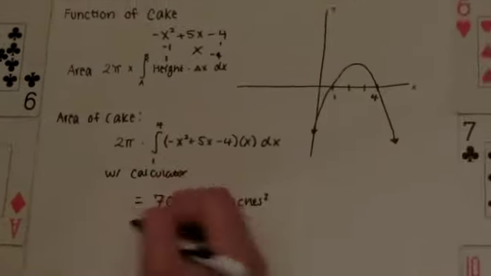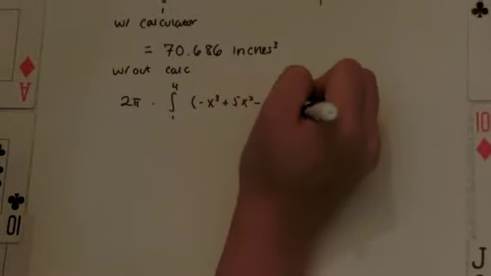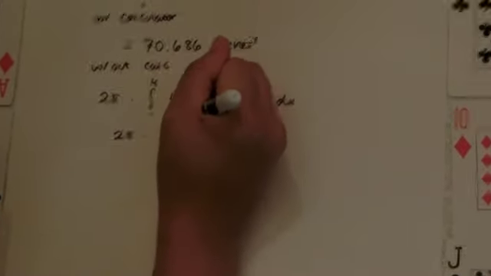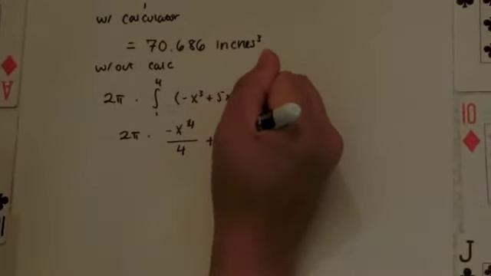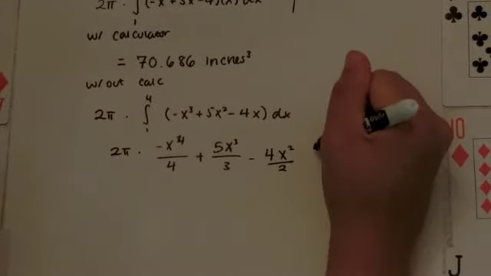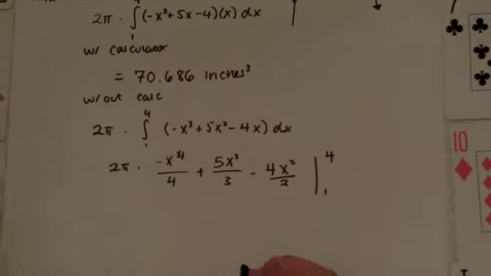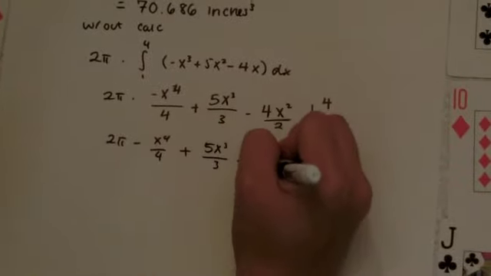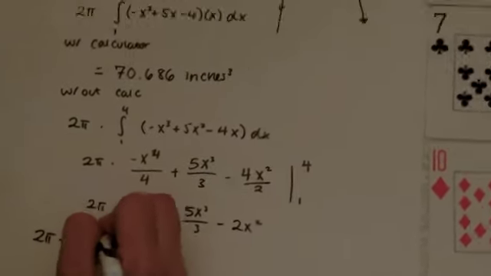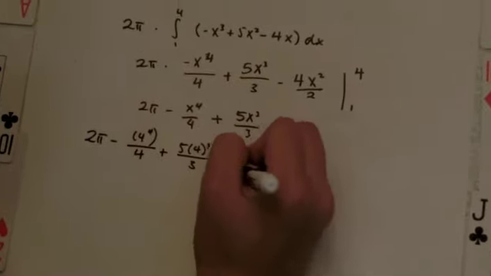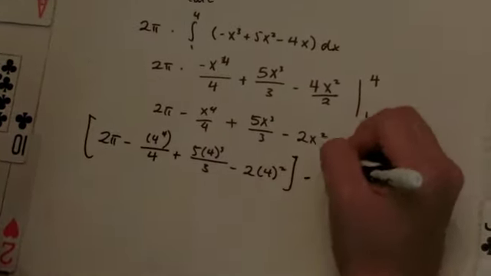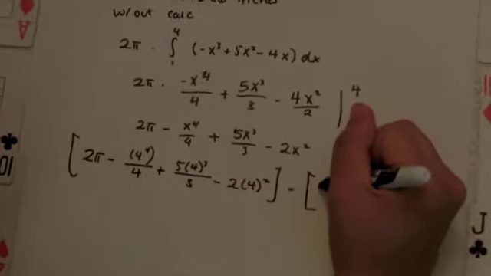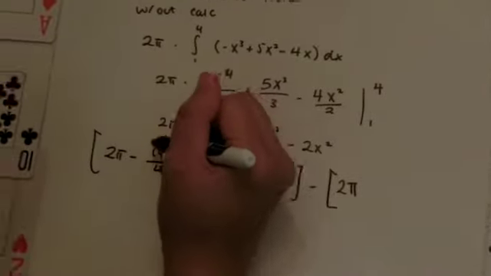However, if we want to do it without the calculator, we can use the reverse power rule to integrate. Then we find that the function after we integrate is 2 pi times negative x to the fourth over 4 plus 5x cubed over 3 minus 4x squared over 2 from 1 to 4. So then using the first fundamental theorem of calculus, we plug in 4 and 1 and subtract them.